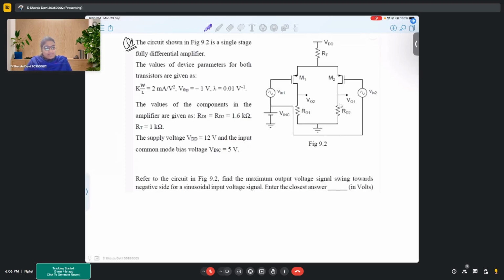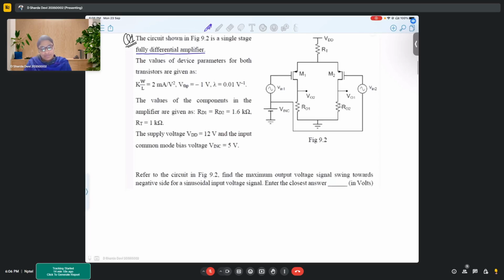So in this given circuit, it is a single stage fully differential amplifier. Why fully differential? That is because you have two inputs and two outputs. So it's a double-ended output. That's why it's also called a fully differential amplifier. This is one of the names.